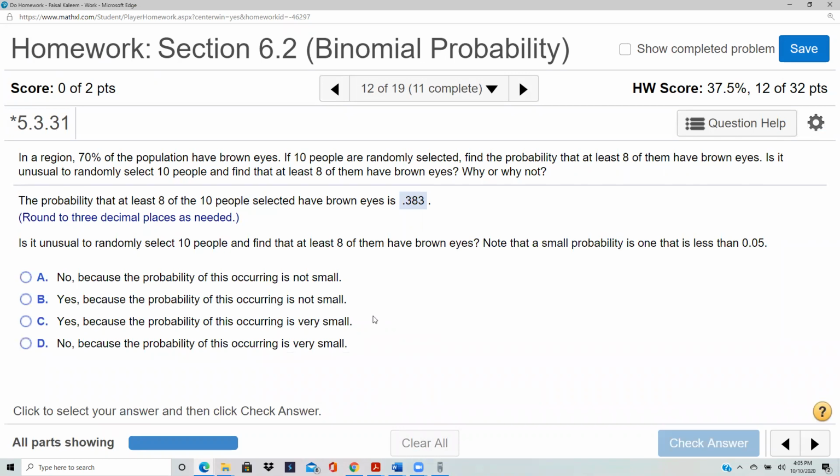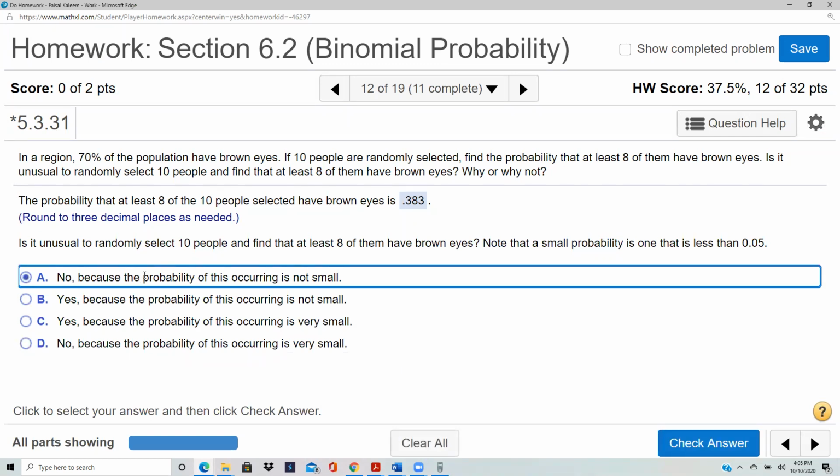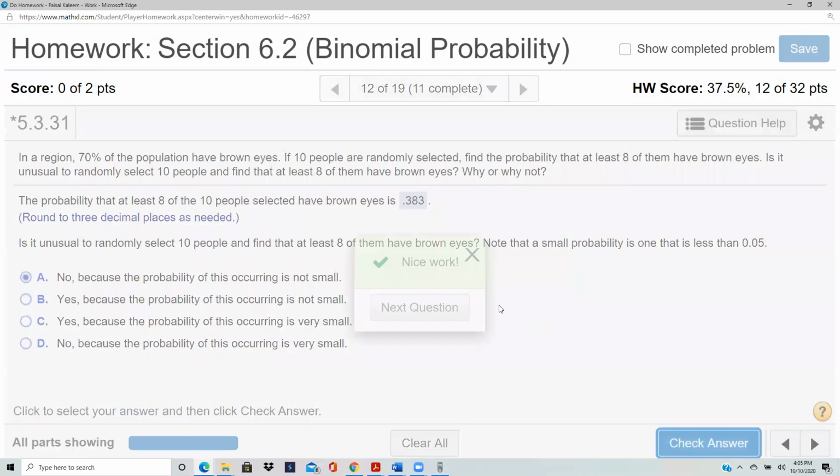Is it unusual to select 10 people and find at least 8 of them having brown eyes? So the probability is 0.383, which is like 38.3%. So that's way more than 5%. You know that for unusual, you have to be less than 5%. So this is not unusual because the probability is not small, and small means 5% or less than 5%.